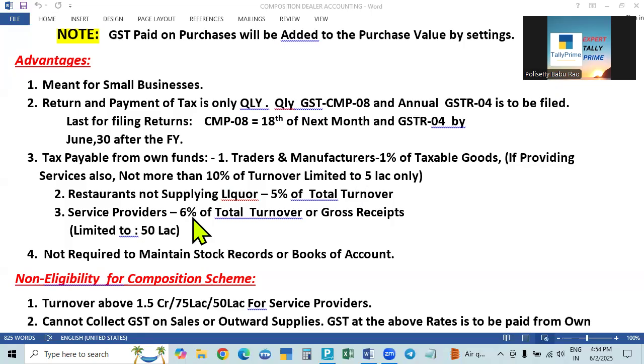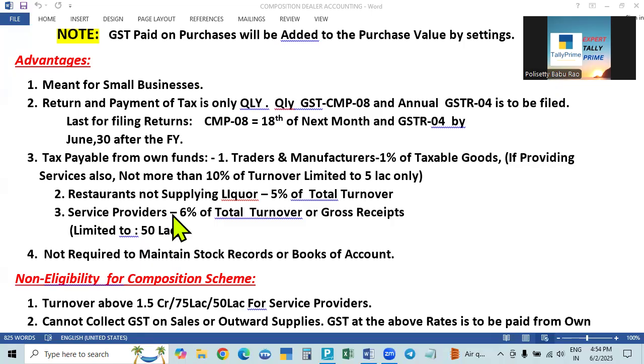He has to pay 6% on total turnover or gross receipts, but his turnover or gross receipts are limited to 50 lakhs only. You can get 10% of this turnover or 5 lakhs, but here the limit will be 50 lakhs only. So if the service turnover or gross receipts are limited to 50 lakhs, he has to pay 6%. If it is more than 50 lakhs, in such a case, the service provider cannot be a composition taxable person.